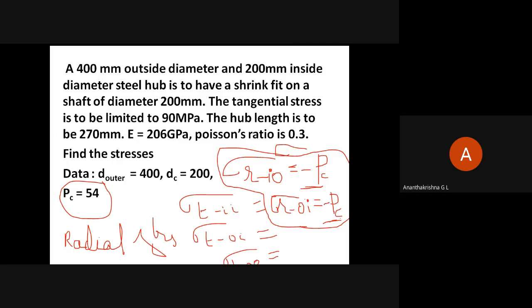When you get time, go to YouTube and check for a shrink fit video. Then you will understand how shrink fitting is done with the inner cylinder and outer cylinder, and what type of stresses they are going to be subjected to.